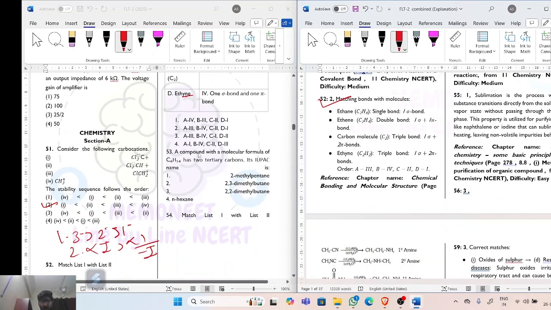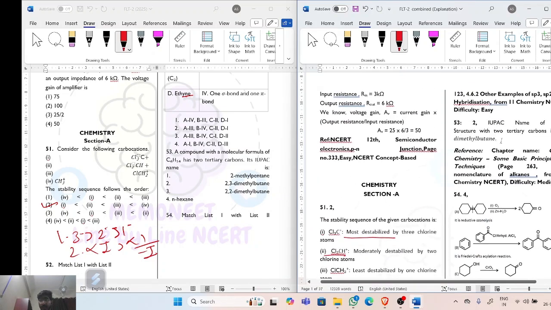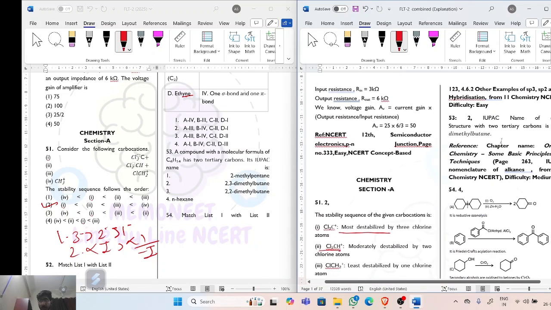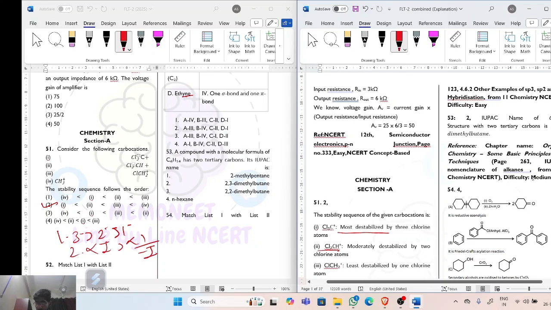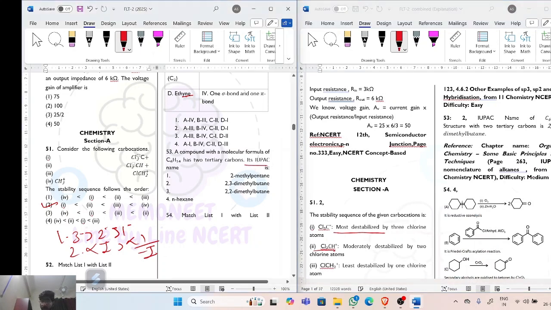A compound with molecular formula C6H14 has two tertiary carbons. Its IUPAC name is? So for question number 53, if it asked whether it's an alkane, alkene or alkyne, we could directly say it by the general formula. But it is not asking for the general formula. It's asking for the IUPAC name.